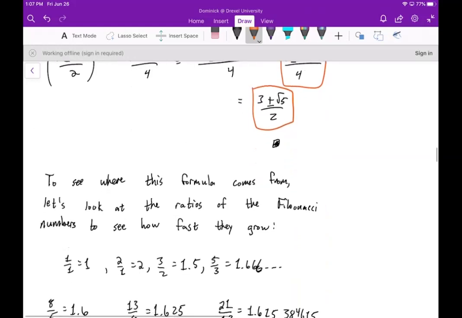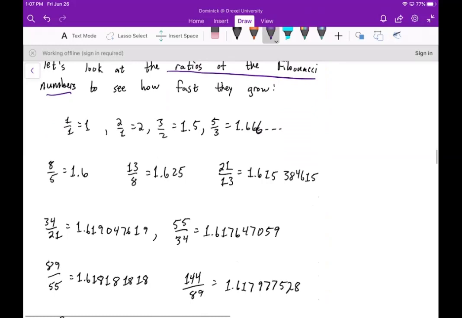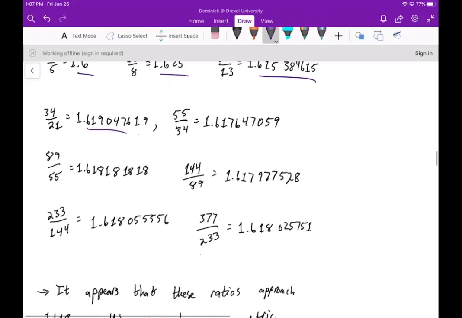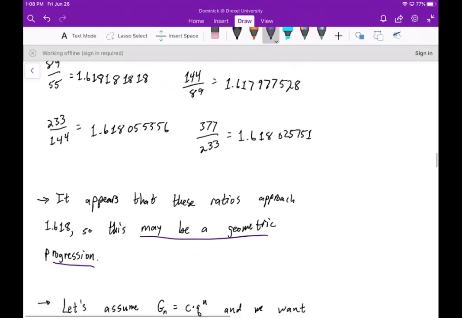Now, to see where this formula comes from, let's pretend that we didn't know that formula. All right, and we're going to look at the ratios of consecutive Fibonacci numbers to see how fast they grow, to see if that suggests some kind of growth rate. Now, if you look at consecutive Fibonacci numbers, you have 1 over 1, which is 1, and you have 2 over 1, which is 2, and so on and so forth. And it looks like if we do this for long enough, it's starting to settle in at around 1.618, right? So that gives us an idea that this might be a geometric progression, so we might have some kind of geometric or exponential function going on here.